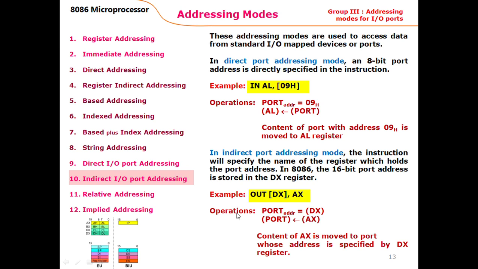So these are the operations that happen during the execution of this instruction. The port address is the value in the DX register, and then this instruction will copy, or output, the 16-bit value in the AX register onto the output port represented with this port number. So the content of AX is moved to the port whose address is specified by the DX register.